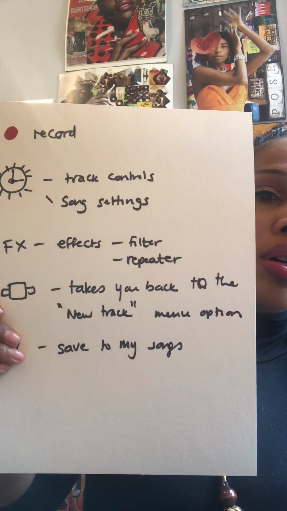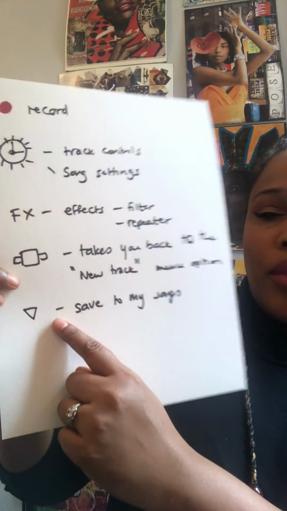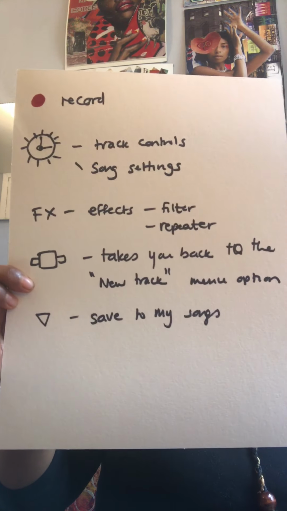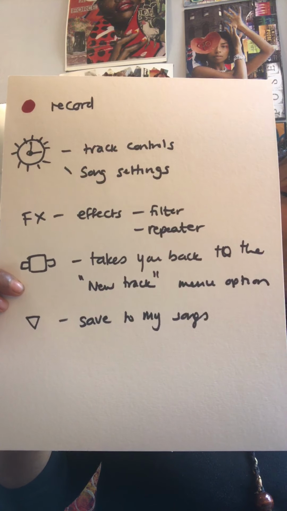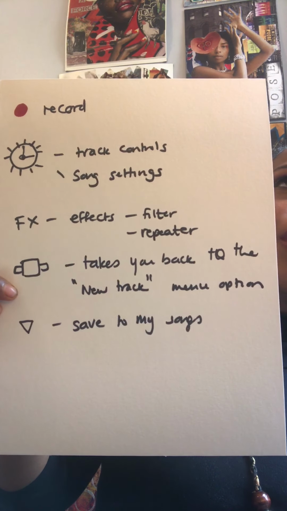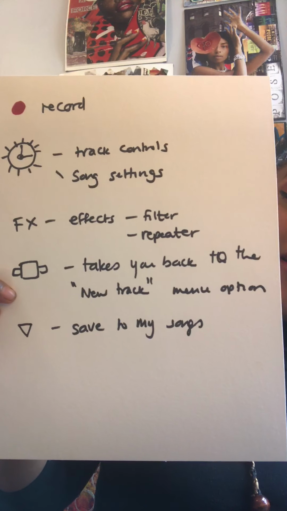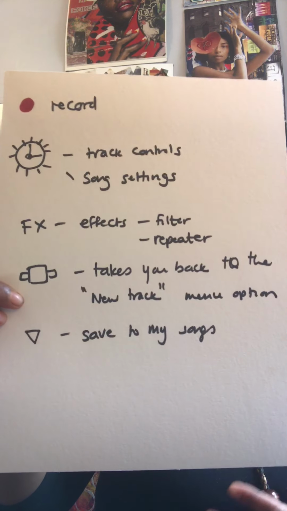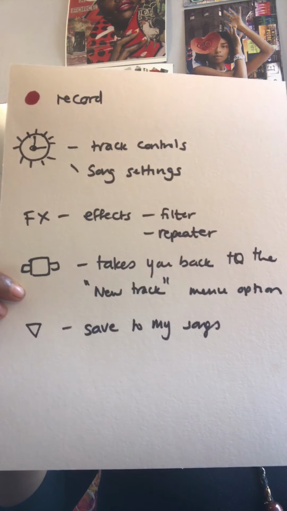Okay, and then of course, last but not least, you've got this little upside down white triangle, which really is just save to my songs, and then you can really save it to my songs, and you can also give it a working title. Okay, working title means just a title that you will use in the meanwhile while you're figuring out what it's really going to be called.